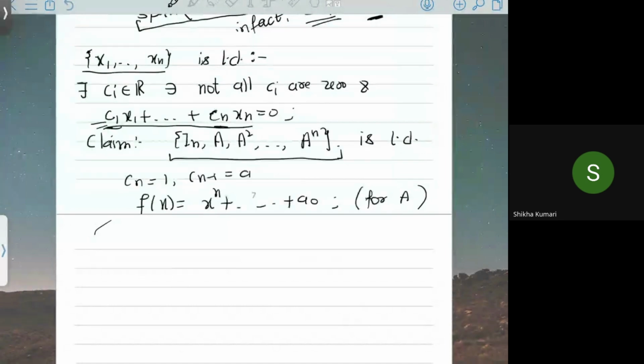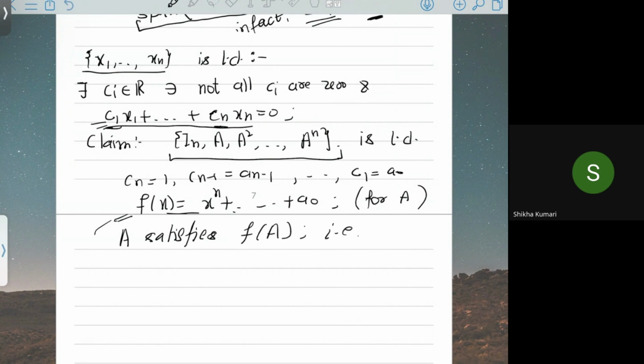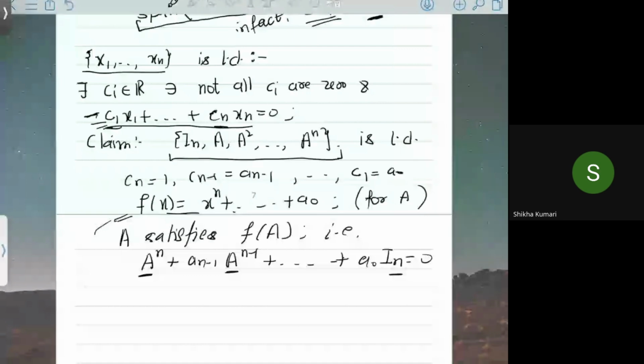Take C(n-1) equal to a(n-1), where a(n-1) is the coefficient of x raised to power n-1 in this equation. And take C0 equal to a0. Since A satisfies f(A), that is, we have A raised to power n plus a(n-1) A raised to power n-1 till a0 times identity equals zero. So these are the elements of the set. Do you see any similarity between this equation and this equation here?